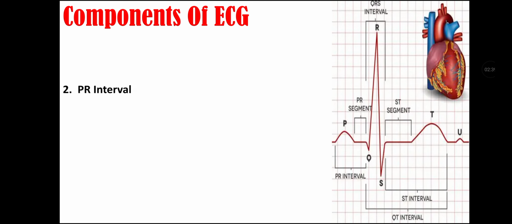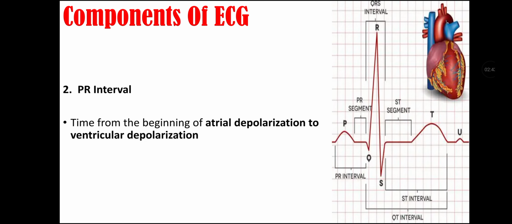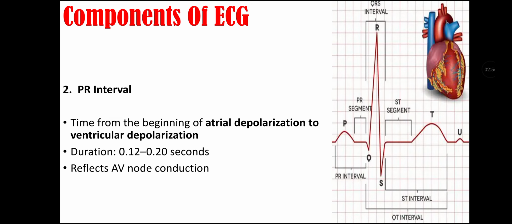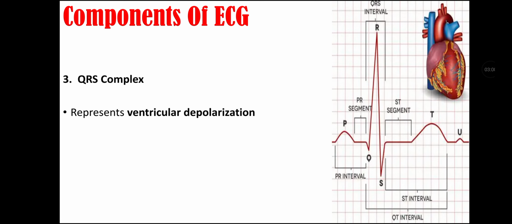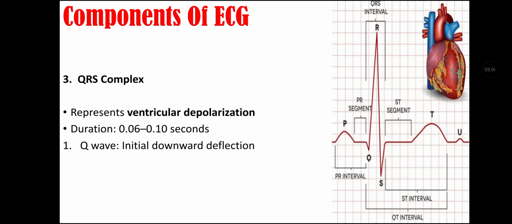The second component of ECG is the PR interval, as you can see in the diagram. It is the time from the beginning of atrial depolarization to ventricular depolarization. Its duration is about 0.12 seconds to 0.20 seconds. It reflects AV node conduction. The third component of ECG is the QRS complex. It represents ventricular depolarization. Its duration is about 0.06 seconds to 0.10 seconds.